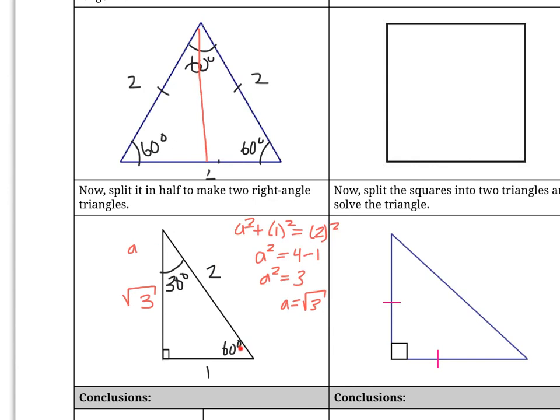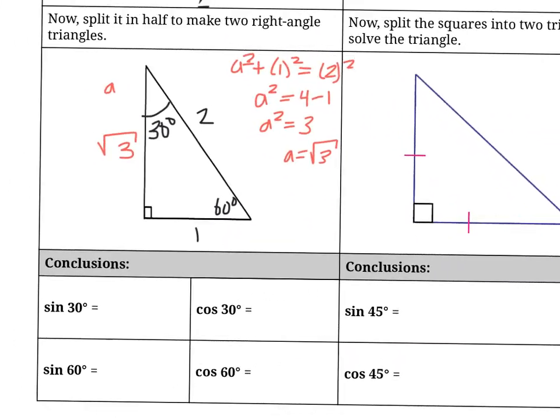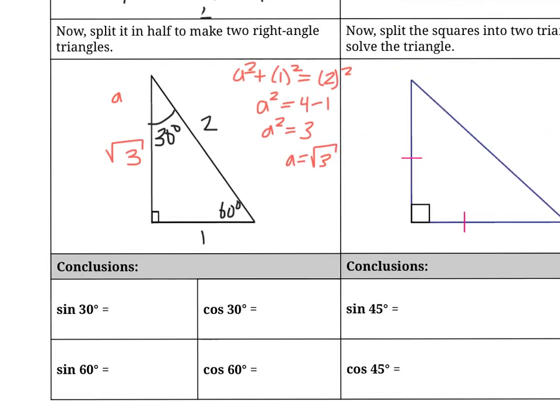So for example, if I wanted to find sine of 60, let's just add it in here. If I want to find sine of 60, I would just take the opposite side over the hypotenuse side. It's just root 3 over 2. So I'm going to fill that in. The sine of 60 is just root 3 over 2.